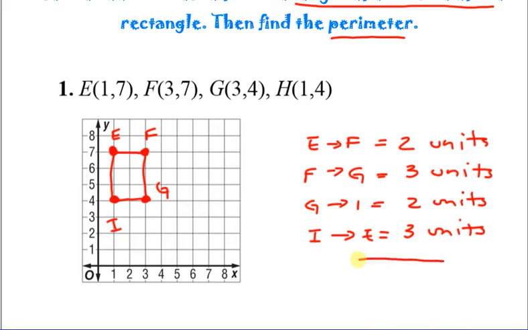Now we simply add these all up and get our perimeter. So 2 plus 3 is 5, 2 plus 3 is 5, and 5 plus 5 is 10. So my perimeter is 10 units. Okay? Let's try another example.